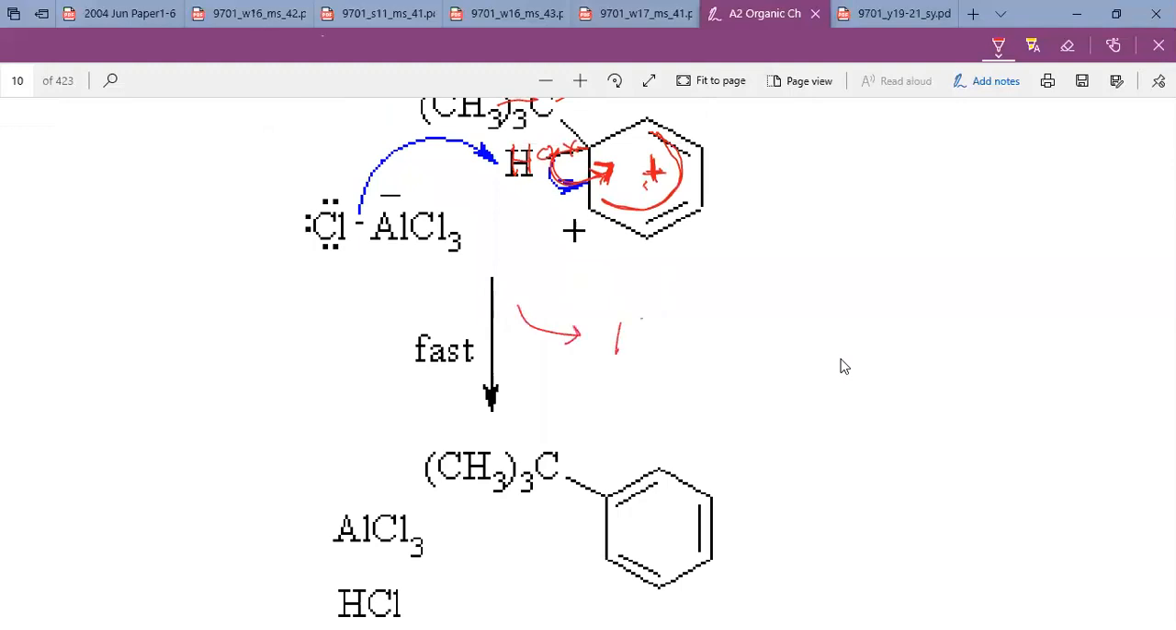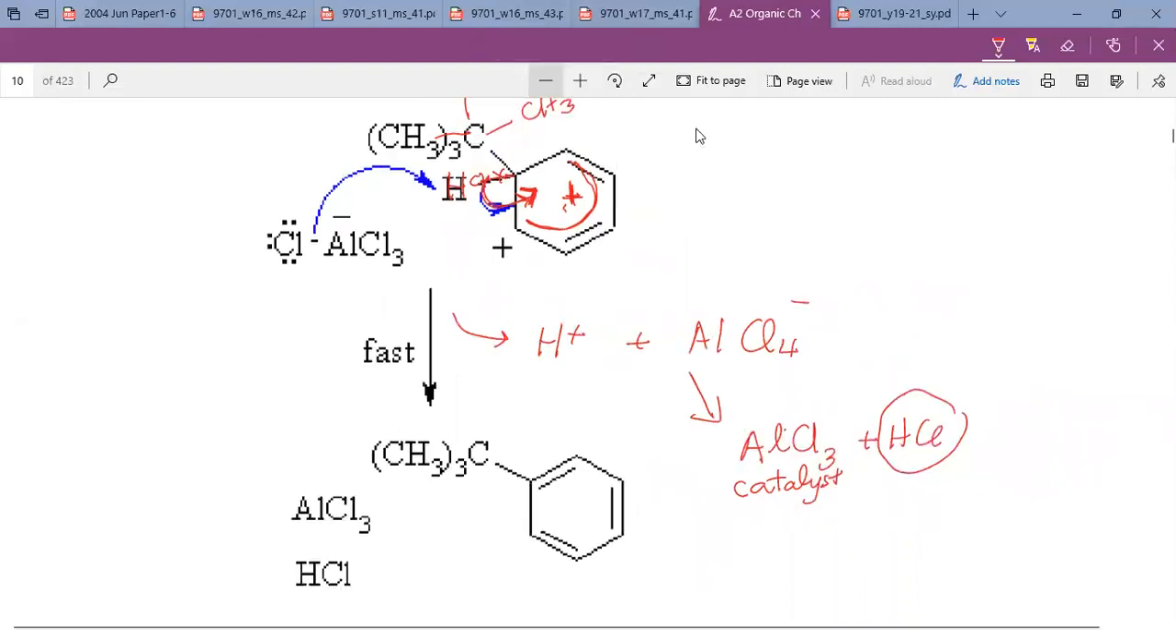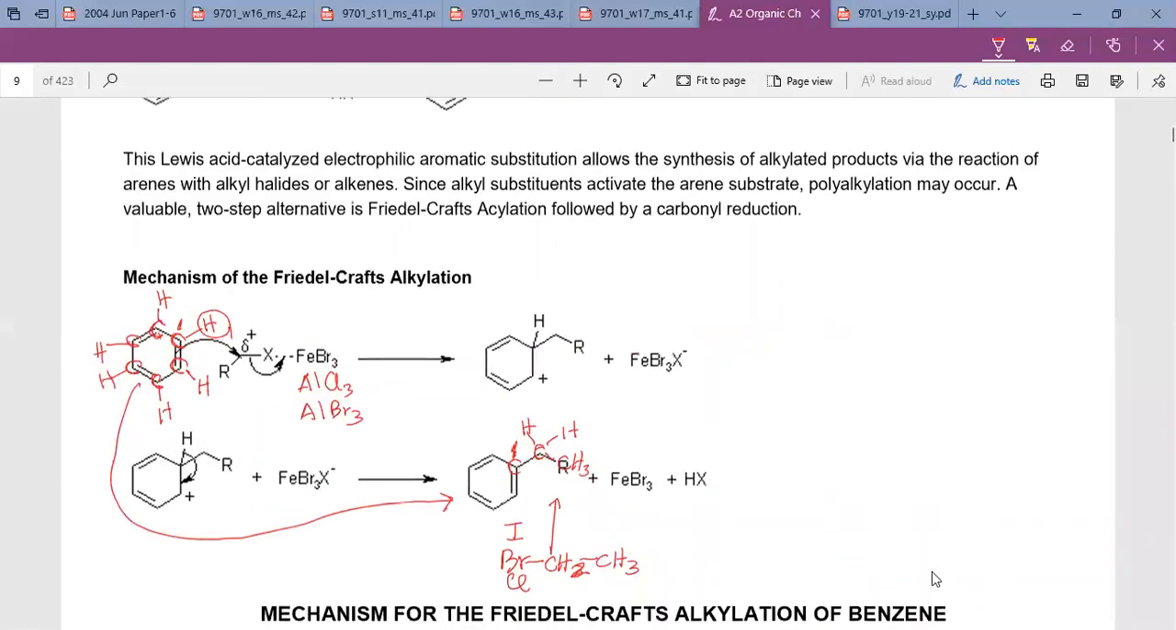Forget the slow and fast steps. The H plus, of course, will combine with your AlCl4 negative. This is 1 mark. AlCl3 plus HCl. This is 1 mark. This is your catalyst, it is being reformed again. This is your halogenation, your alkylation. In this case it's the same.